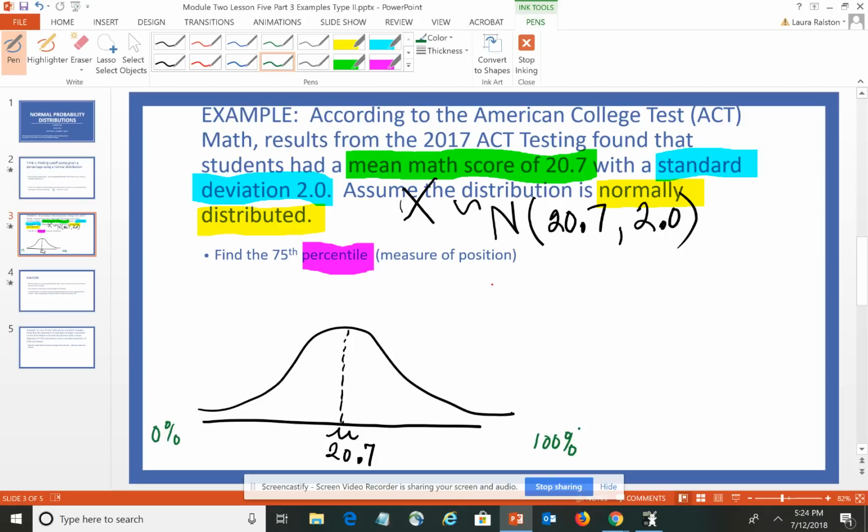So you've got to think about it. The mean's in the middle, and we're looking for the 75th percentile. Remember, by definition, that means that 75% of the data are below a particular score, which is what we're looking for. So the 75th percentile is probably going to be somewhere along in here. And I'm trying to figure out what score that would be. This would be the 75th percentile cutoff.